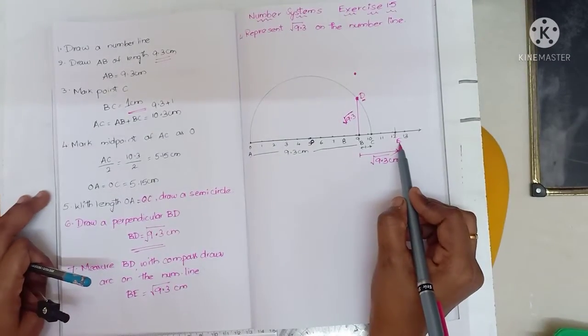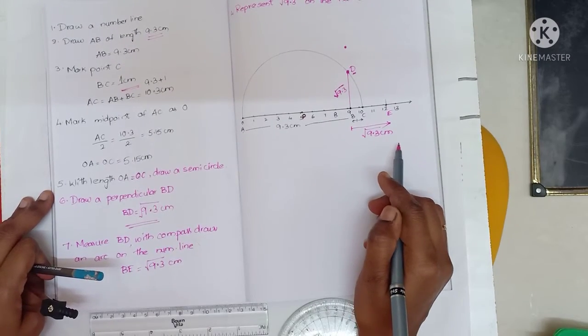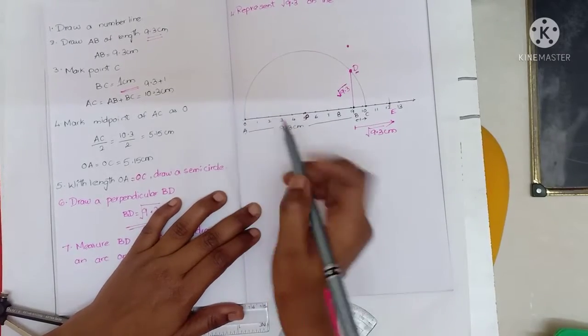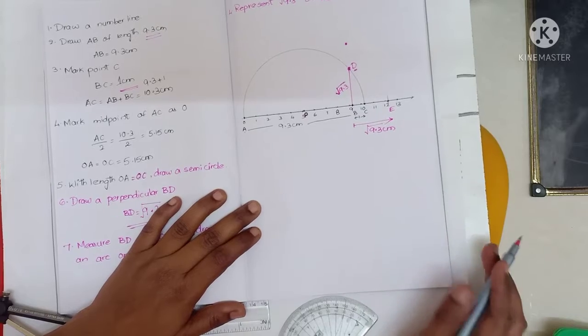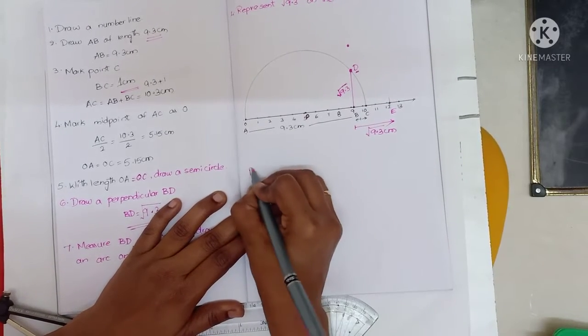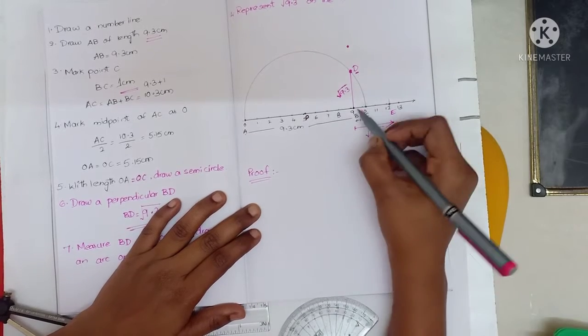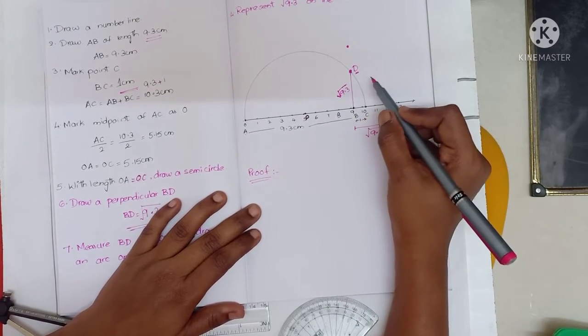It will be point E. Now BE is root 9.3 centimeters. This is the way to represent an irrational number, root 9.3, on the number line. Proof, children. You are telling that BD is of length root 9.3. How can you say that?